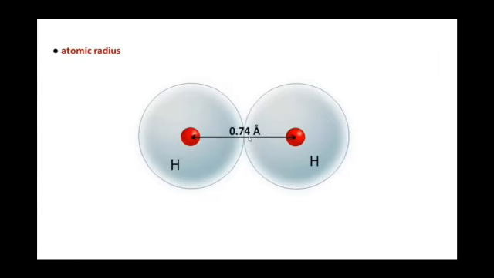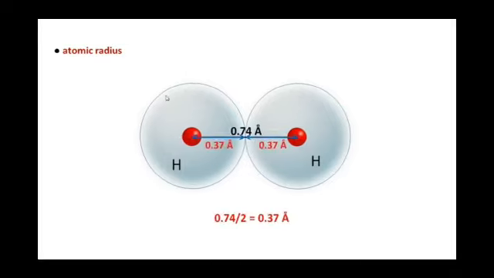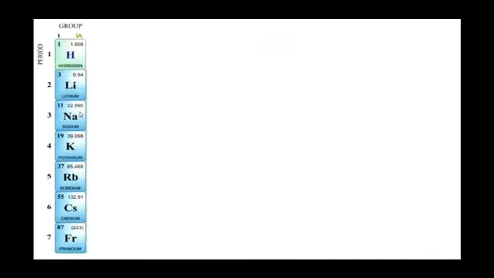Here, the distance between the 2 nuclei is 0.74 Angstrom. When you divide 0.74 Angstrom by 2, you will get 0.37 Angstrom. This 0.37 Angstrom is the atomic radius of one hydrogen atom. This atomic radius can be called covalent radius.